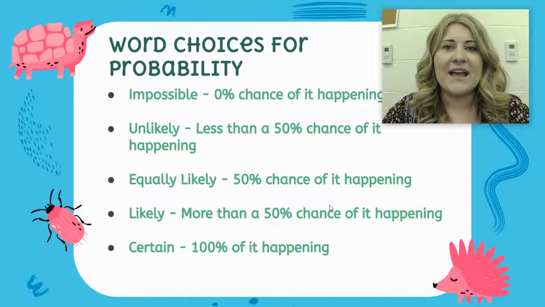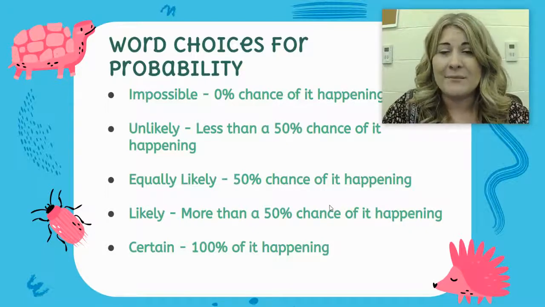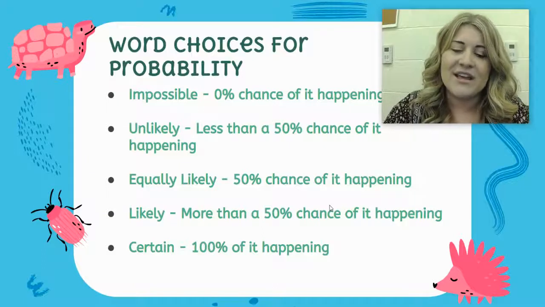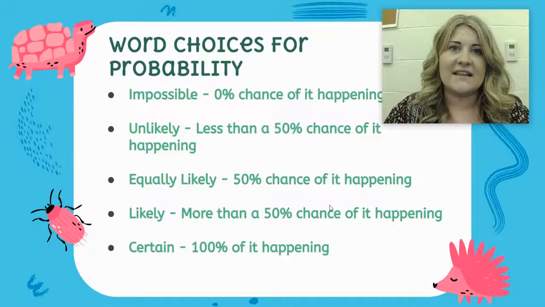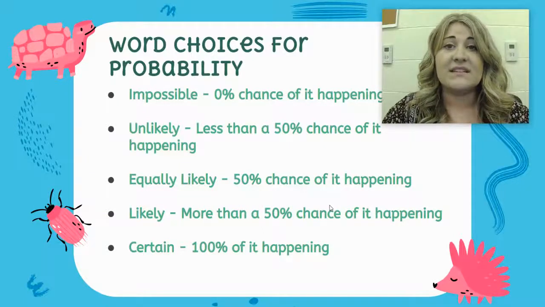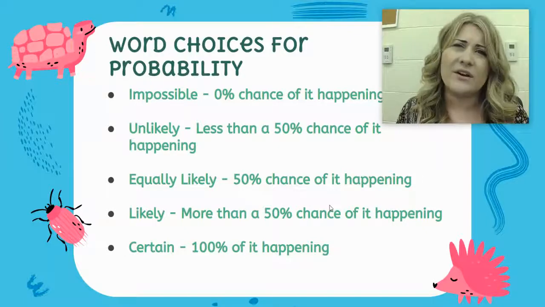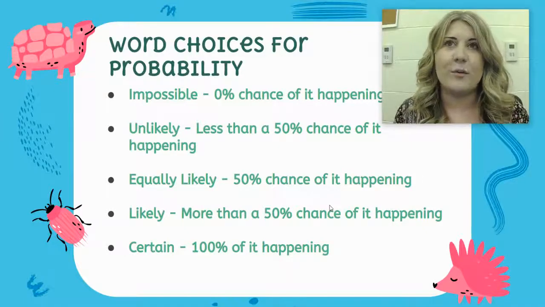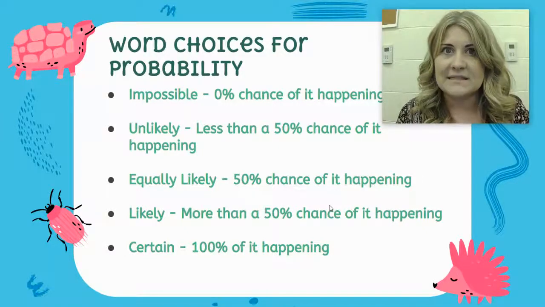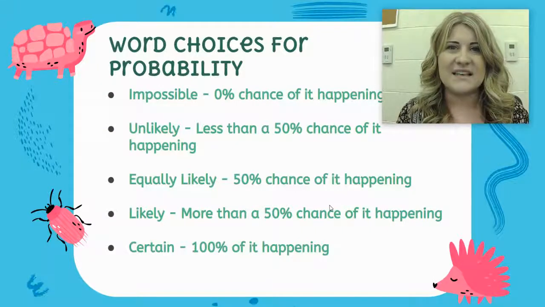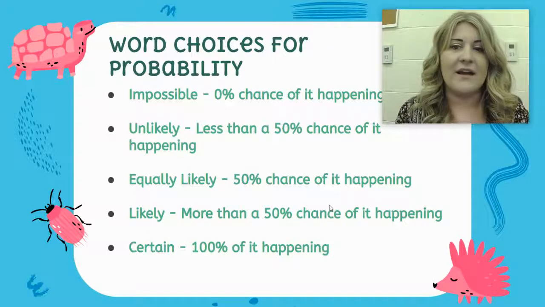Unlikely means that it's probably not going to happen, but there's a slight chance that it could. So unlikely is anything that is less than 50%. So if it's less than half of a chance of this working, then it's unlikely that it's going to work. So it could work, but it might not. So if the weatherman said there's a 30% chance of rain today, that means it's unlikely that it's going to rain, but it could happen.